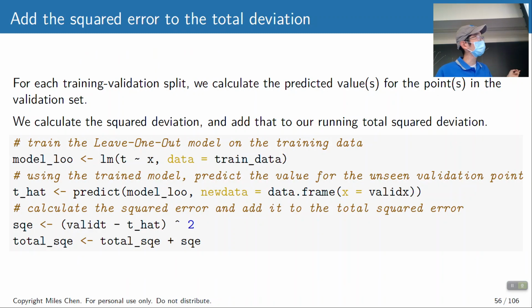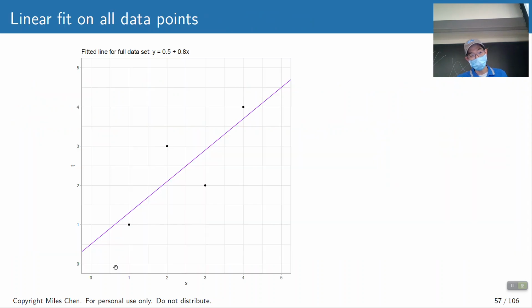So for the code, I'm going to fit a linear model, then predict the value, take the difference between what we predicted and what the actual value is, square that, and accumulate our total squared error. Okay, so again, here's our original data set.